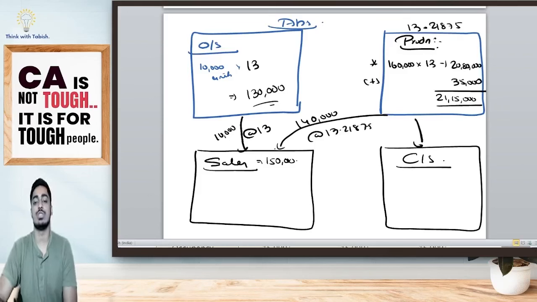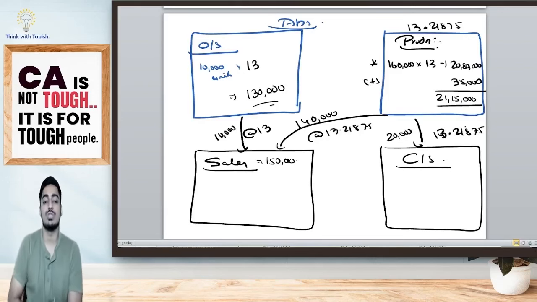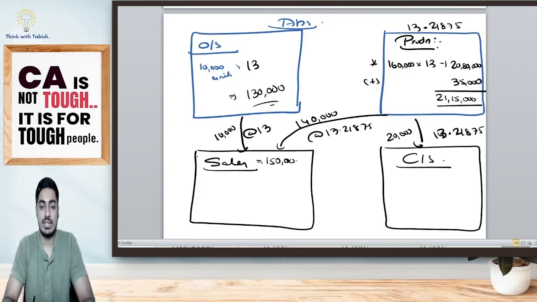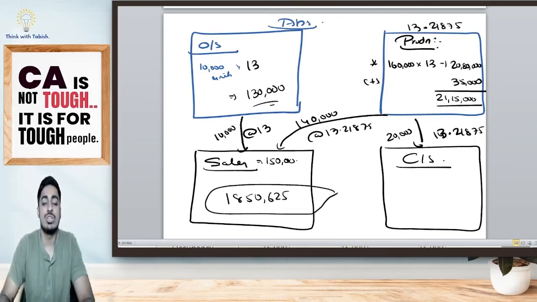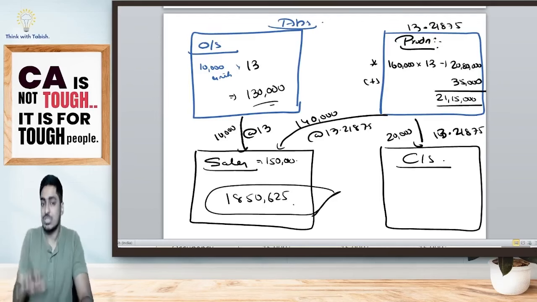What is the value of my closing stock? 1,60,000 is produced and only 1,40,000 is sold in the current year. That means 20,000 units at the rate of 13.21875 is going to be my value of closing stock. 10,000 into 13 is 1,30,000, and 1,40,000 into 13.21875 will make it 18,50,625. This is the cost of the goods sold.